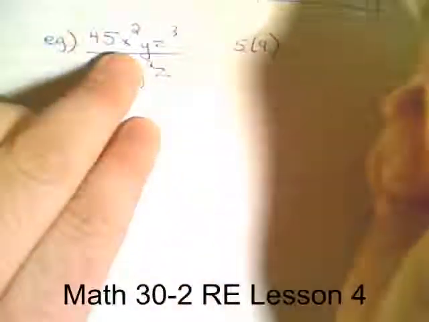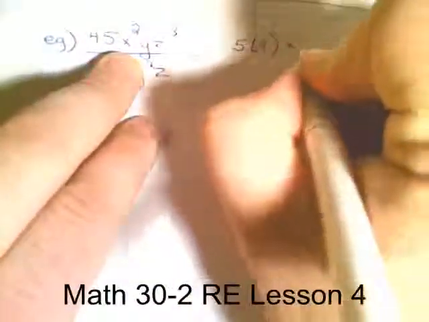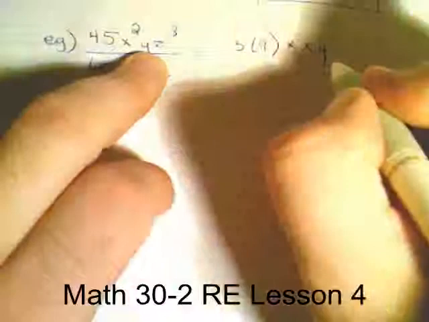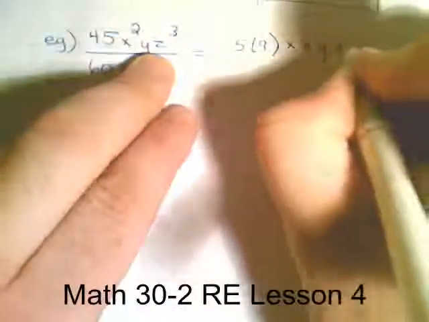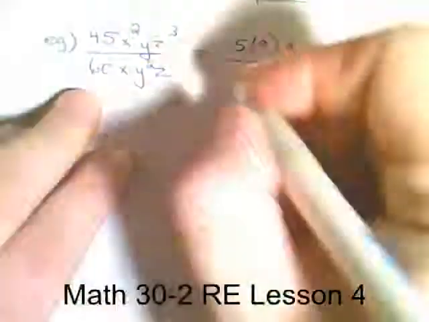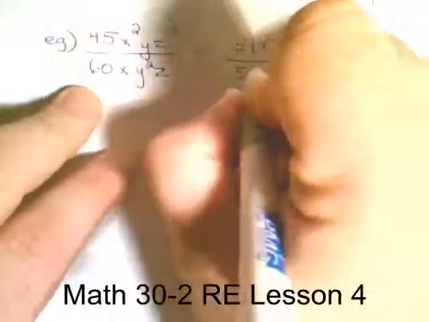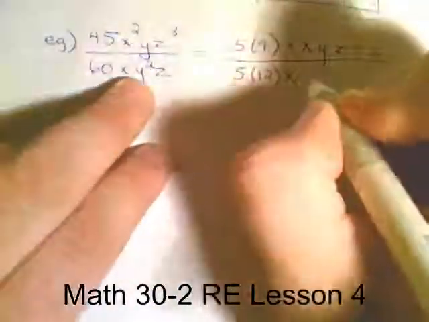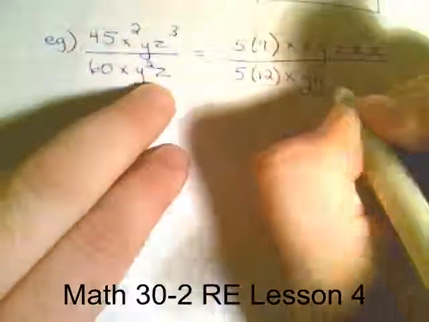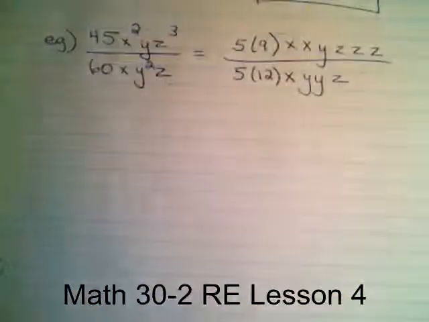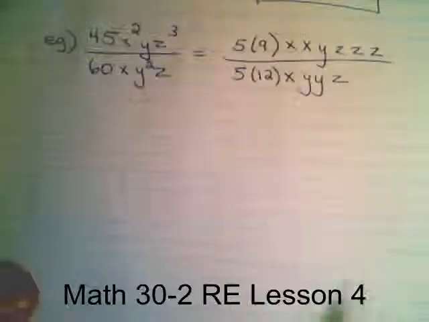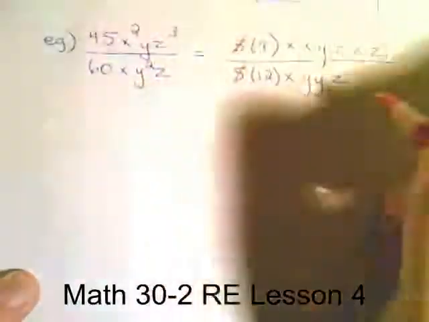Still taking the 5's out of the 45 and the 60, I'm going to get 5 times 9. Now x squared gives me 2 x's, so I'm just going to put 2 x's there. y gives me 1 y. z cubed gives me 3 z's. Some people really like this method, so please feel free, if you like this, do it. The 5 out of the 60 leaves me with the same 12 I had before. Here I've got 1 x, here I've got 2 y's, and here I've got a z. Okay?